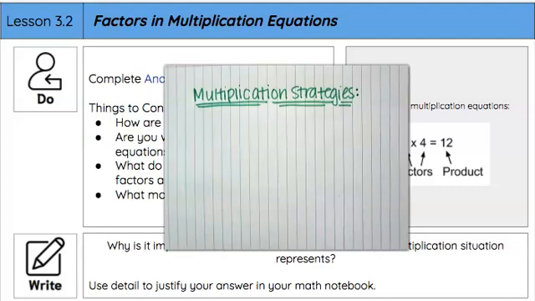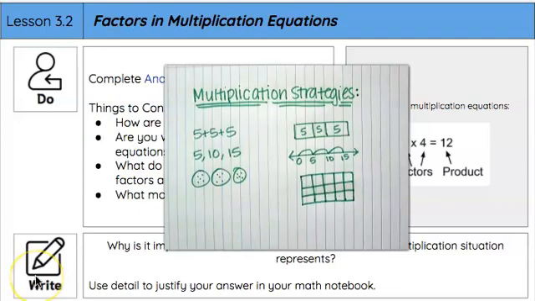Before we get started on today's task, let's review all the different strategies we've learned so far in this unit for multiplication. Here are some ways that we've used different strategies for multiplication. We've used repeated addition, 5 plus 5 plus 5, skip counting, 5, 10, 15. We've drawn a lot of pictures, so here are my 3 groups of 5. We've even done tape diagrams. We've used the number line, and finally, we've worked on drawing arrays.